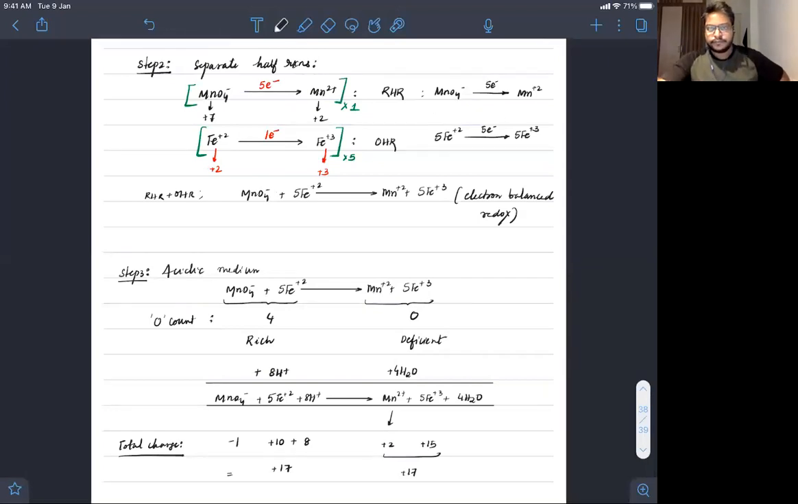Sir, if the charge is not balanced, we have to add electrons. No, which means you have done it wrong. If you have done it correct, then charge has to balance. Okay. So that is an indication that you will have to go back and check again that you made a mistake in this step.